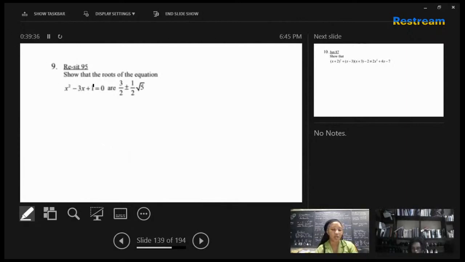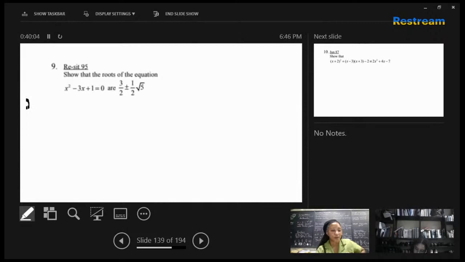1 times 1 gives 1. So the factors of 1 are 1 and 1, right? Do they add to give negative 3? No, Miss. All right, so that's how we know it cannot be factorized. So how else can we solve this equation? Miss, the quadratic formula.